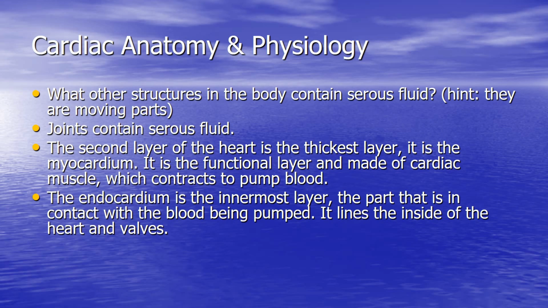The second layer of the heart is the thickest layer. It is the myocardium. It is the functional layer and is made of cardiac muscle. This cardiac muscle contracts to pump the blood. The endocardium is the innermost layer, the part of the heart that is in contact with the blood that's being pumped. It lines the inside of the heart, it lines the valves, and it also forms a continuous layer for the inner lining of the blood vessels.